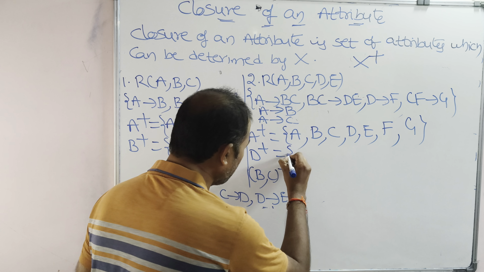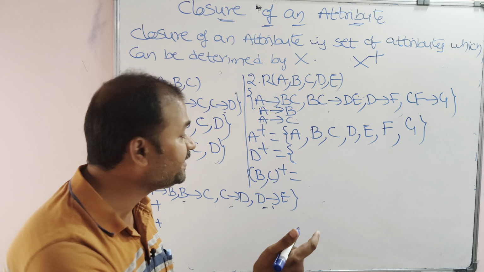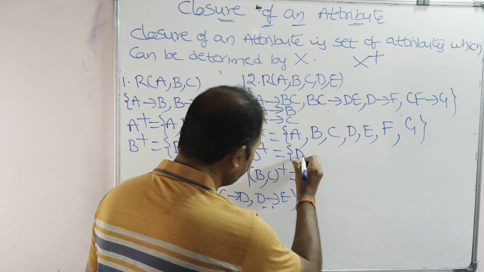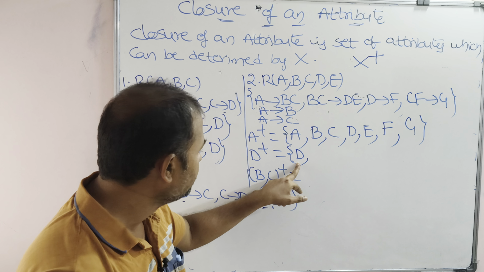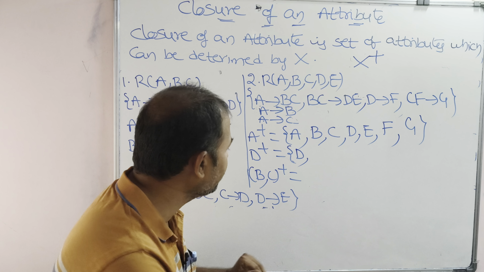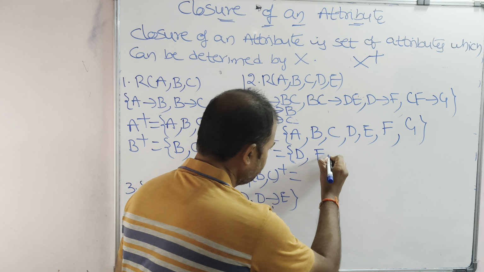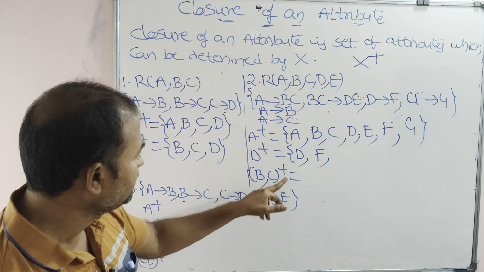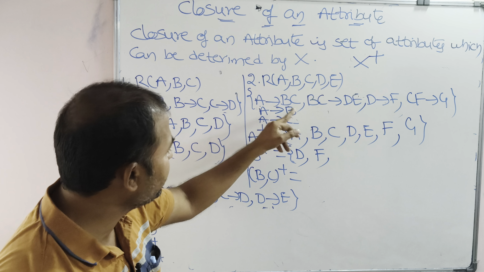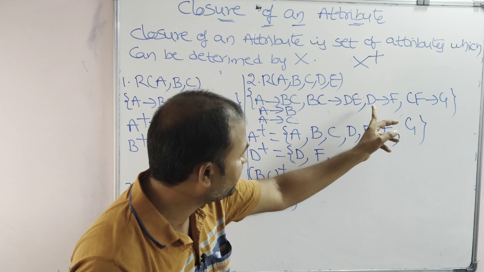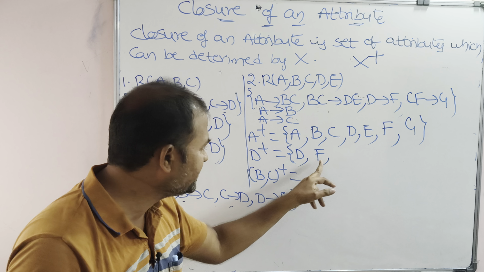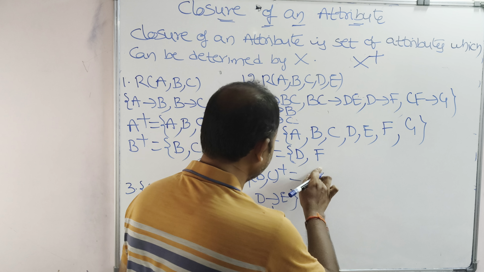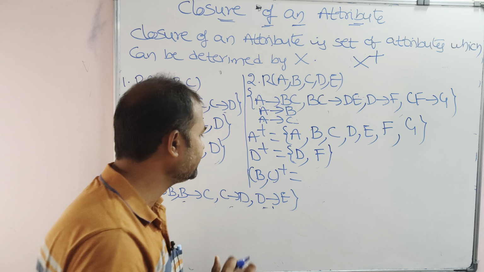Next, let us find the closure of D. D can determine itself. So D. Next, here we have D. D can determine F. Next, DF, left hand side, there is no functional dependency. F is already written. Here we have CF, but C is not there. So this is the result. The closure of D is DF.